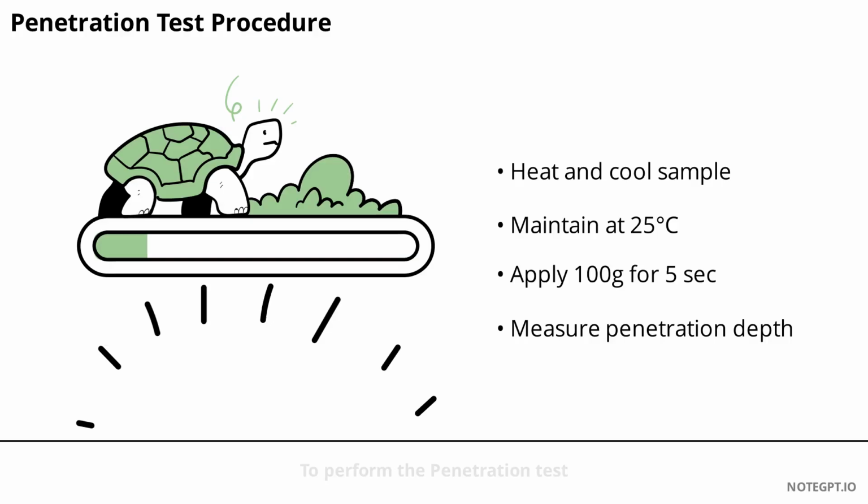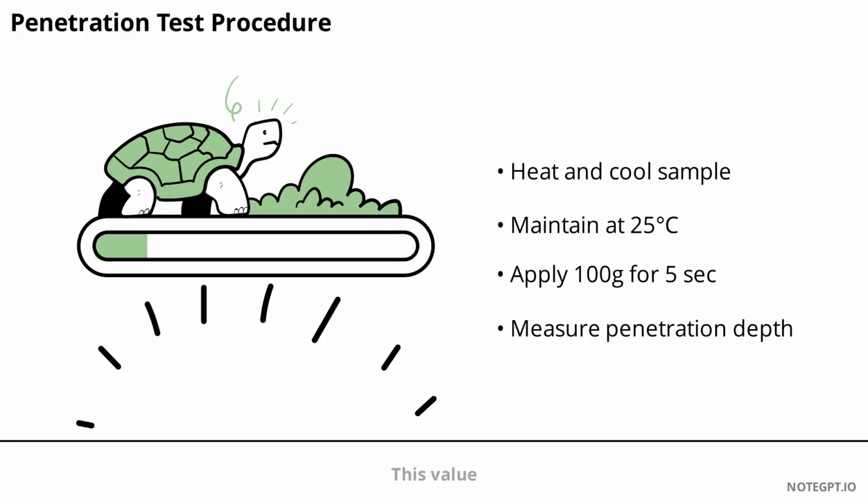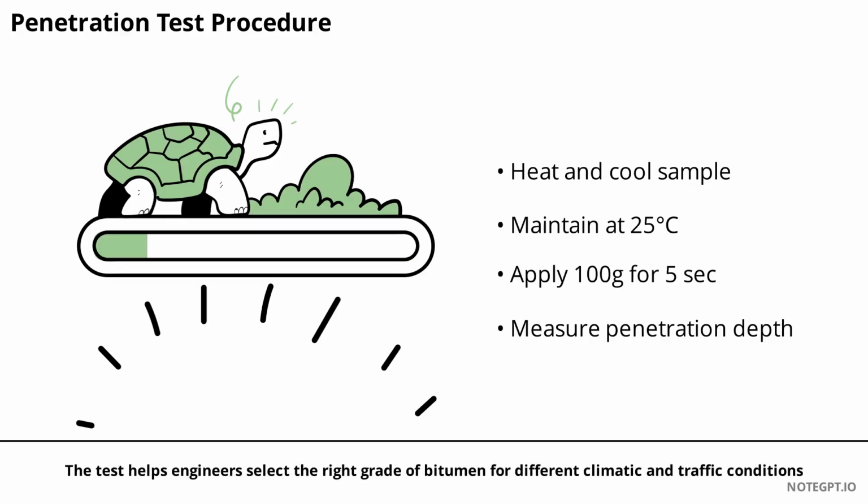To perform the penetration test, heat the bitumen sample and pour it into a container, then allow it to cool. Maintain the sample at 25 degrees C. Place a standard needle on the surface and apply a 100-gram load for 5 seconds. Measure the depth the needle penetrates into the bitumen. This value, expressed in tenths of a millimeter, indicates the consistency of the bitumen. The test helps engineers select the right grade of bitumen for different climatic and traffic conditions.